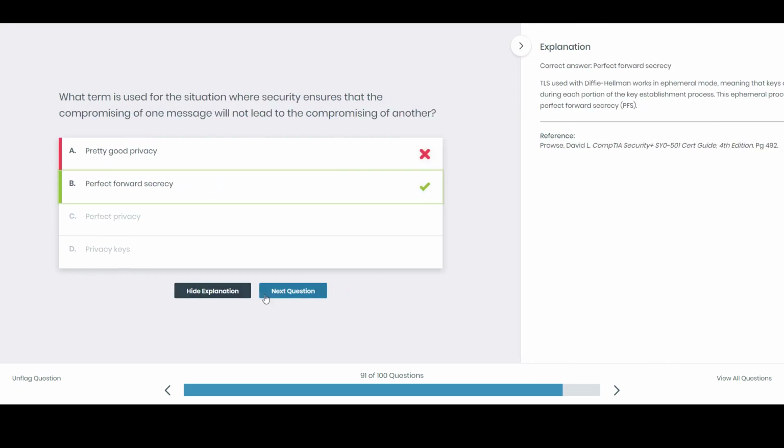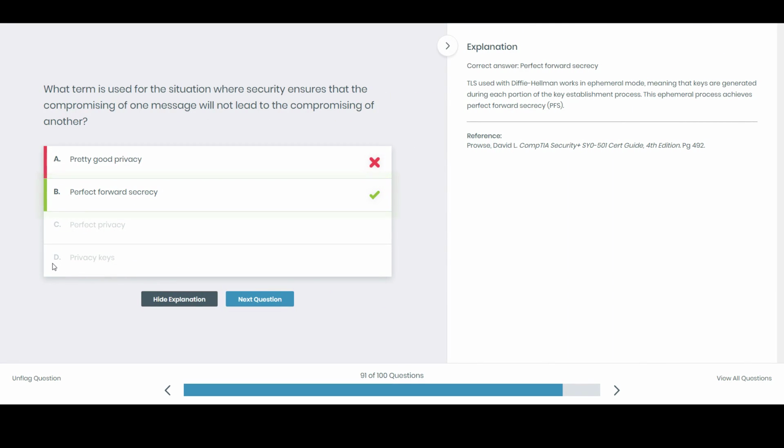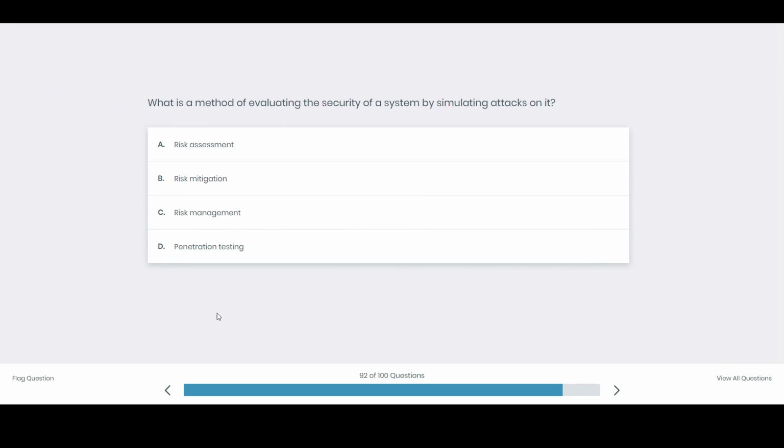Perfect forward secrecy. Okay. TLS uses a well-defined mode, meaning that the keys are generated during each portion of the key establishment process. This process achieves perfect forward secrecy. Oh, okay. Gotcha. This is the word. I didn't read this one. Okay.